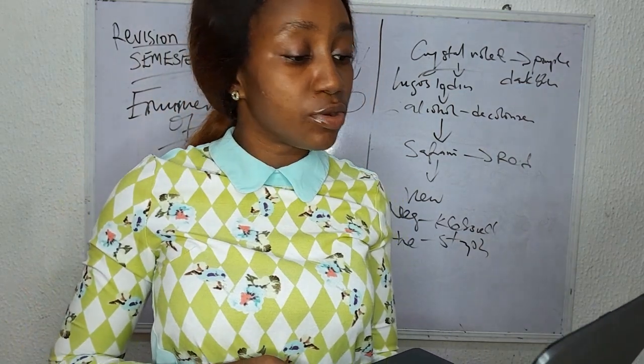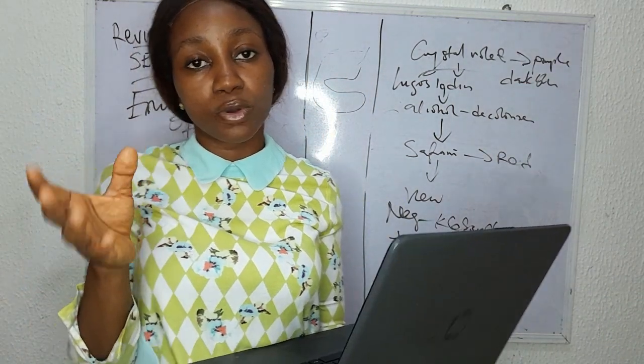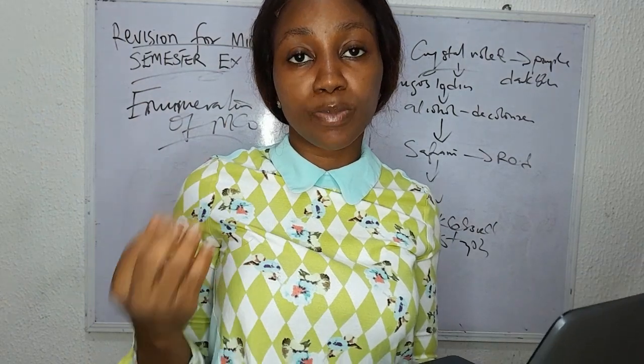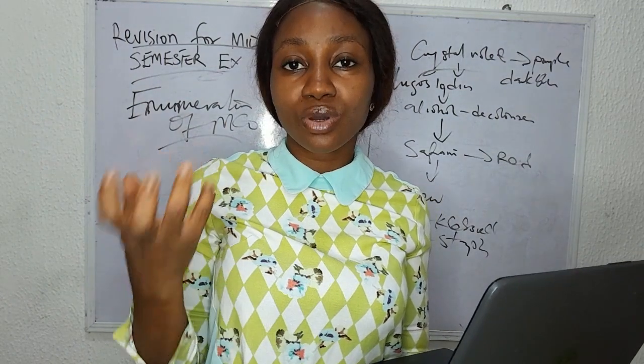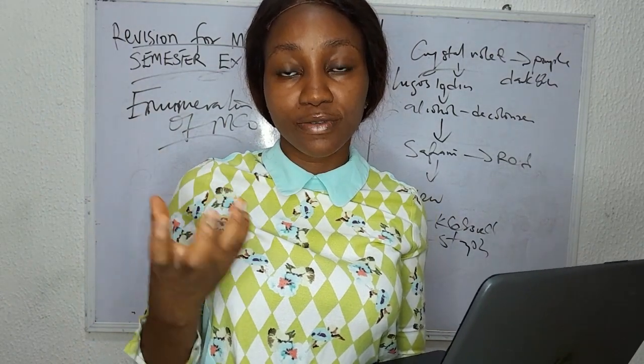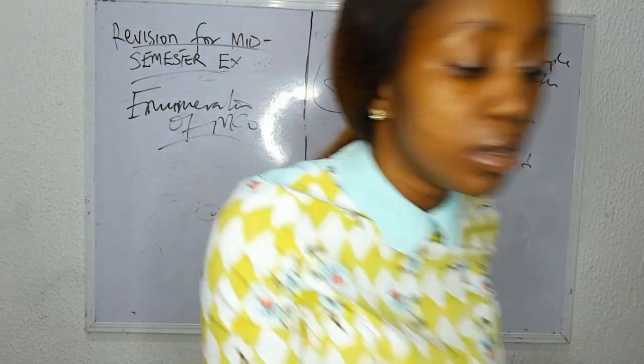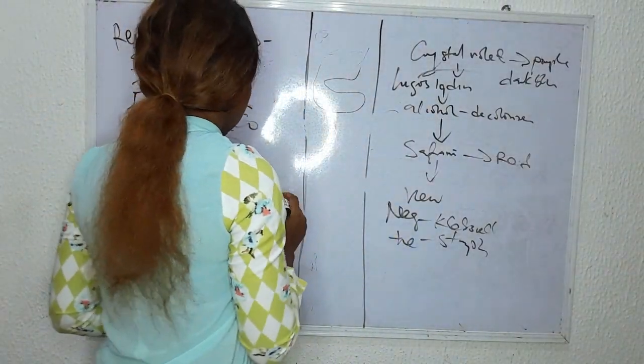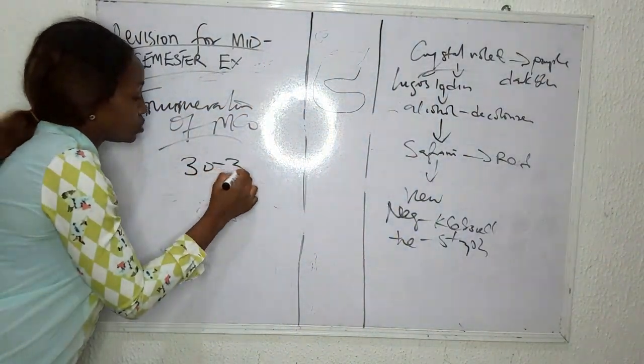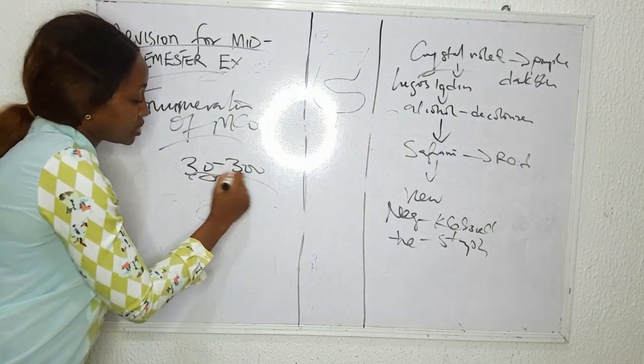So we have the standard or viable plate count, which is the one we focused on. This is when we carry out a pour plate method and we allow the colonies to grow. Then we carry out our colony forming unit count. I told you in class, in microbiology, the total number of colonies we accept as our count is 30 to 300. This is the accepted value.